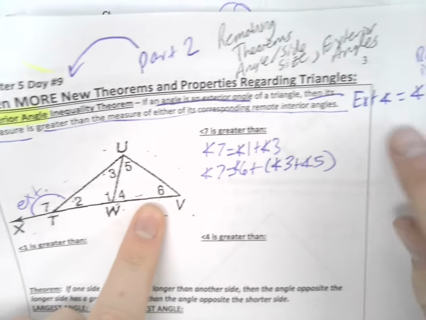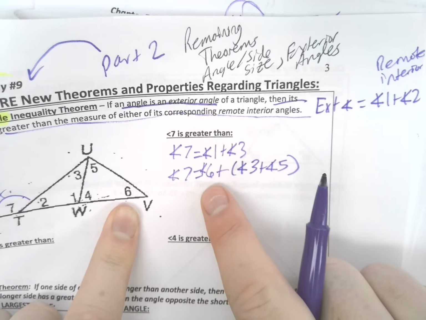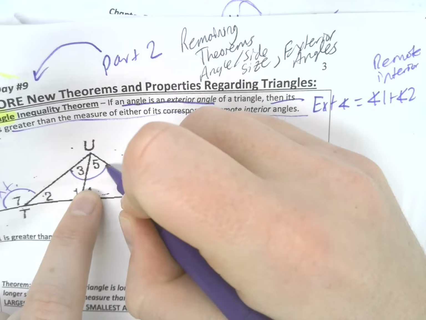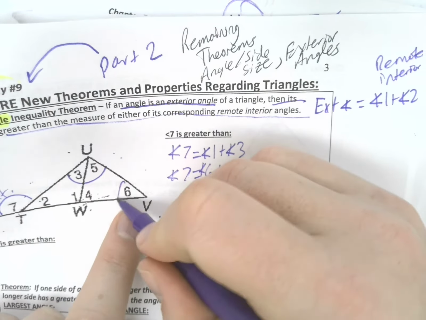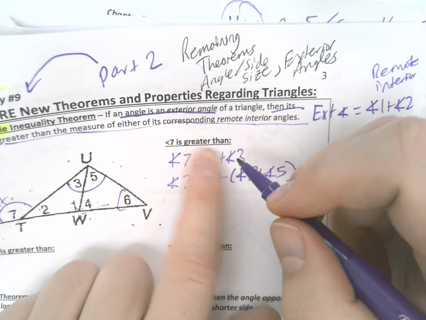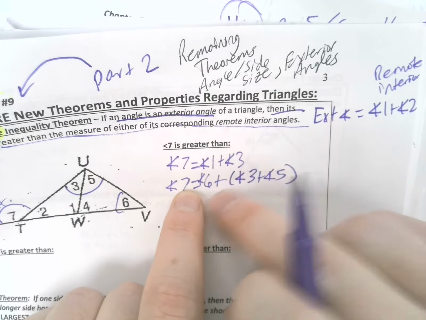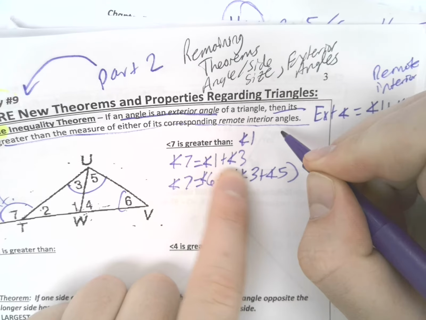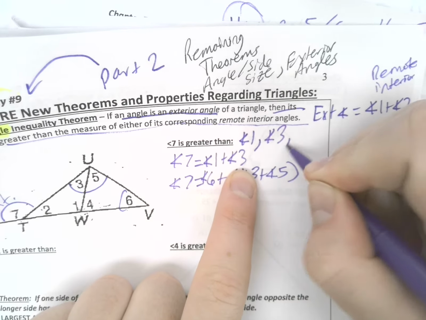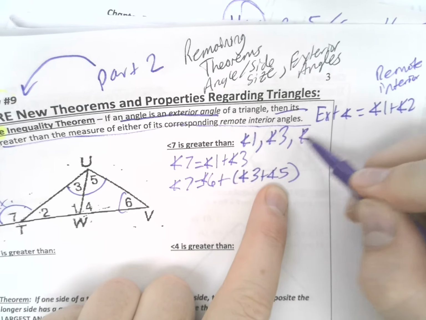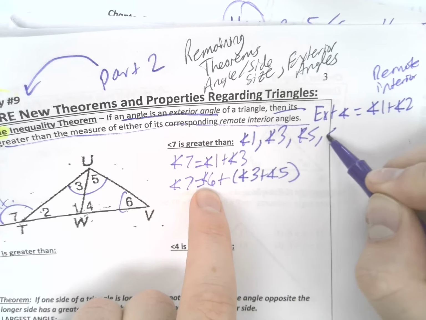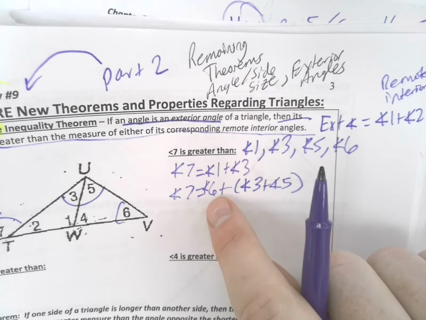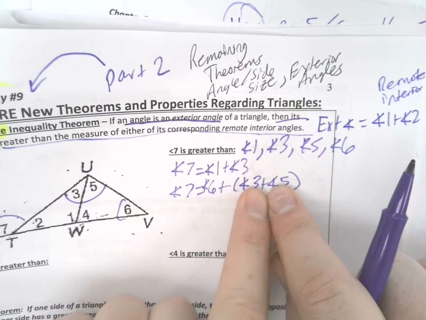So we see that using this strategy up here, that's an exterior angle, and these two combined make an interior angle. Okay? So what would 7 be greater than? Well, wouldn't it be greater than all of these that have to add up to be it? So it's greater than angle 1, angle 3, angle 5, and angle 6. Those are all remote interior angles. Heck, angle 5 and angle 3 aren't even interior angles. They have to add together to make one.